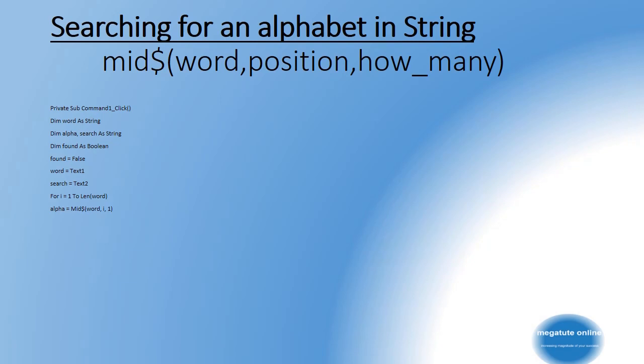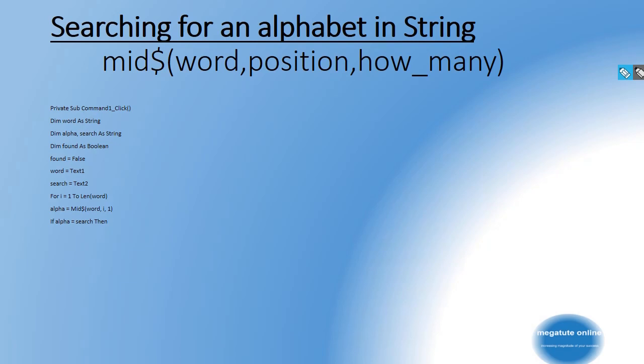It goes to the alphabet. Now you will check whether that alphabet which you are extracting from the word matches with the alphabet you are searching for, which you took from text2. So from text2 you have taken the alphabet and stored it into search.